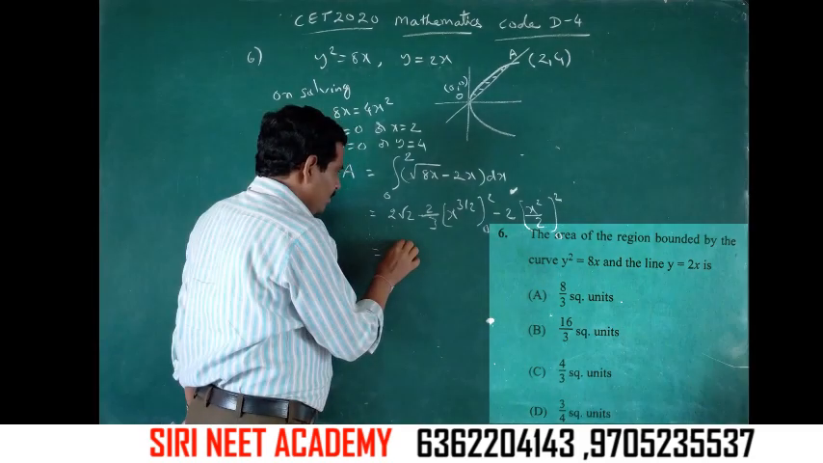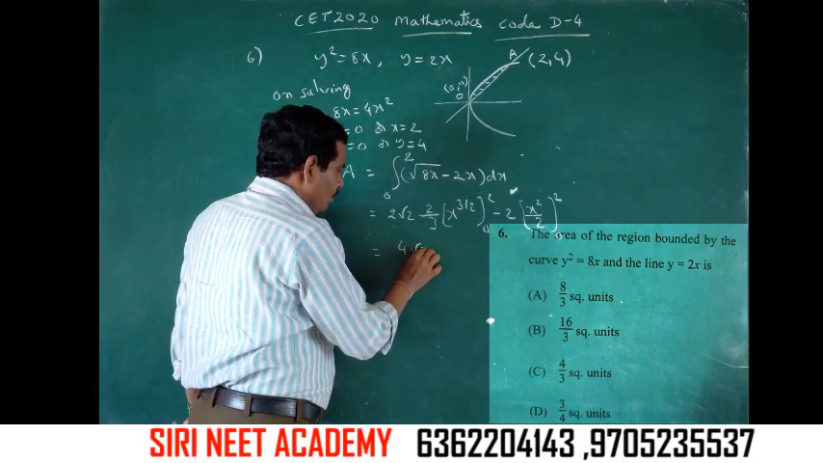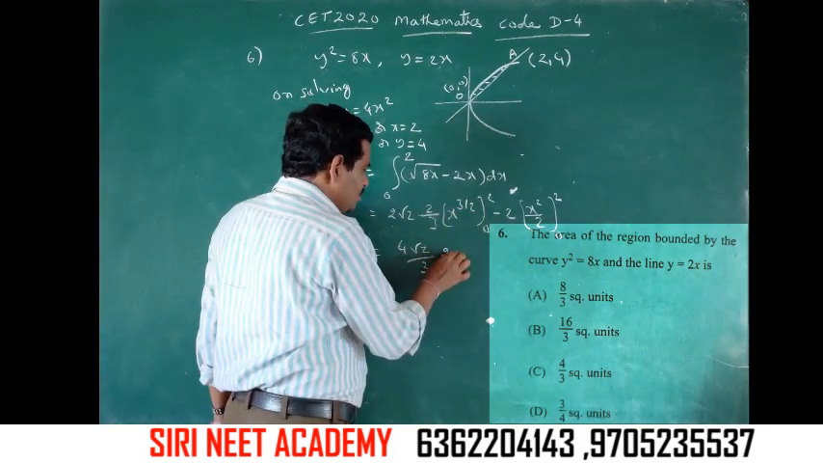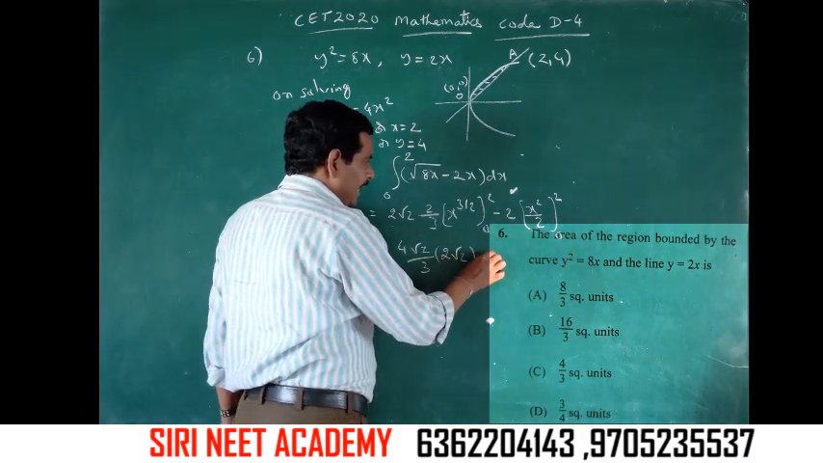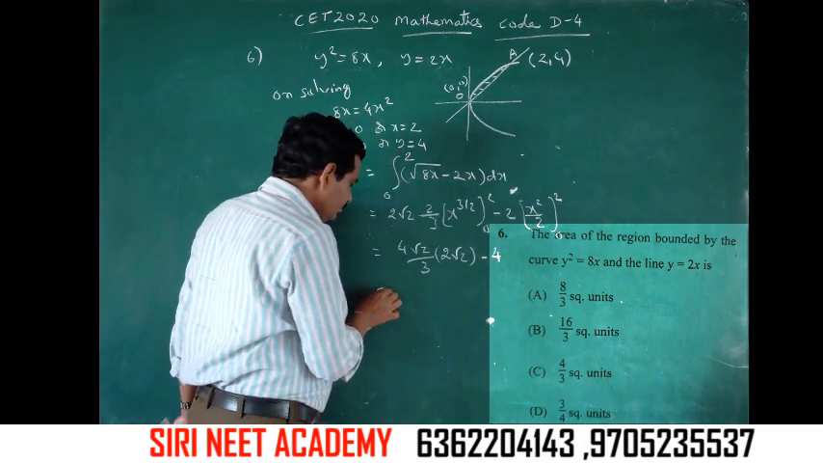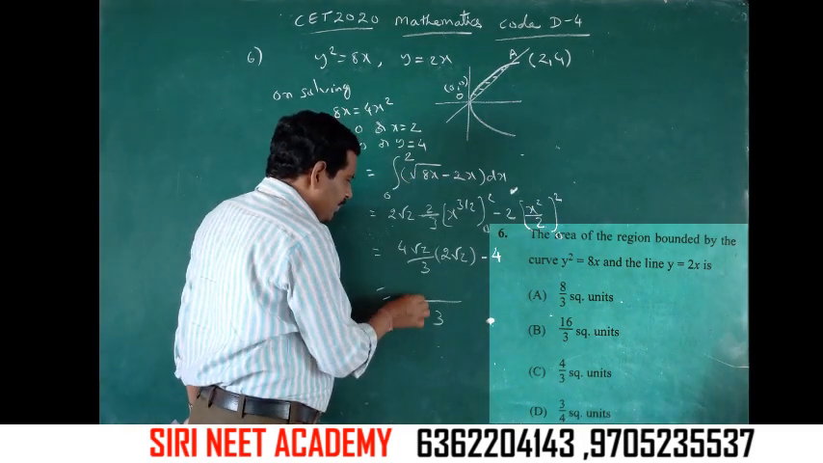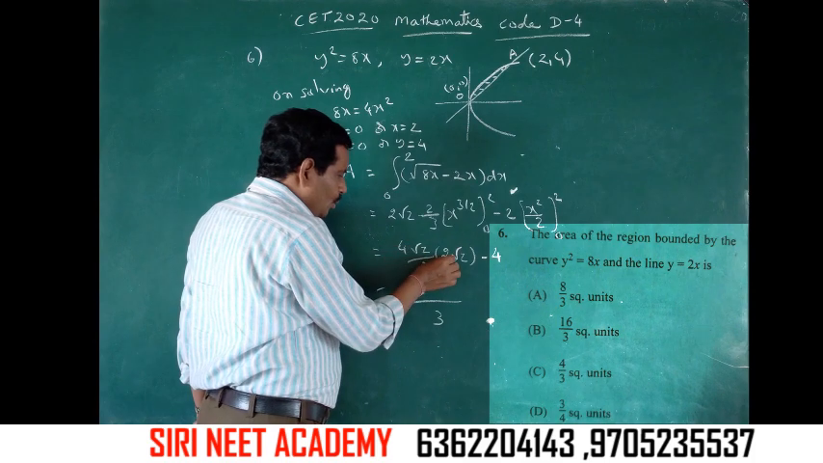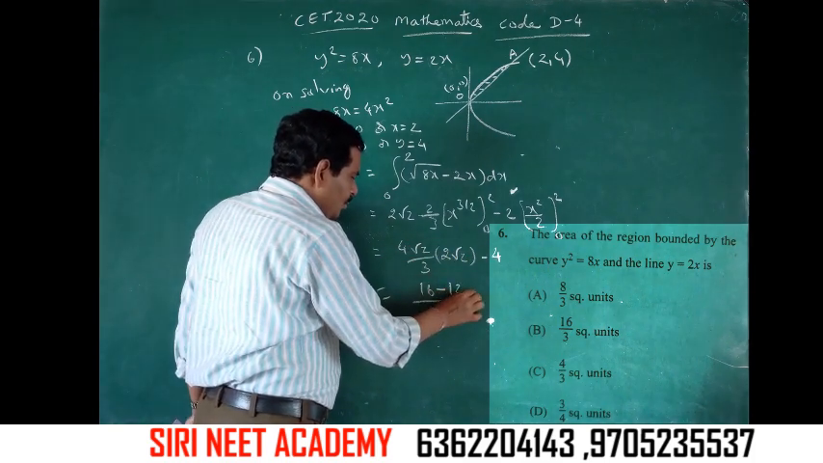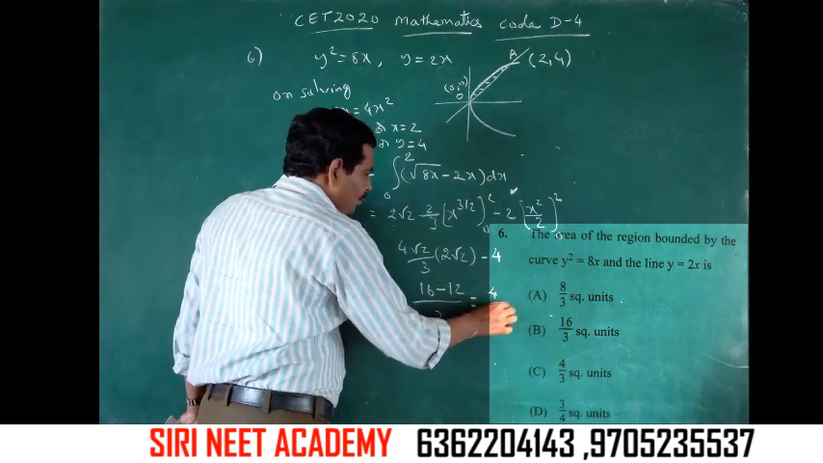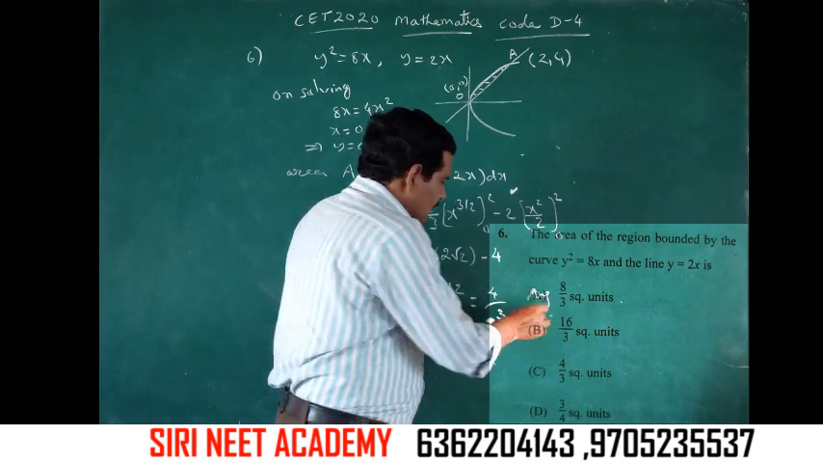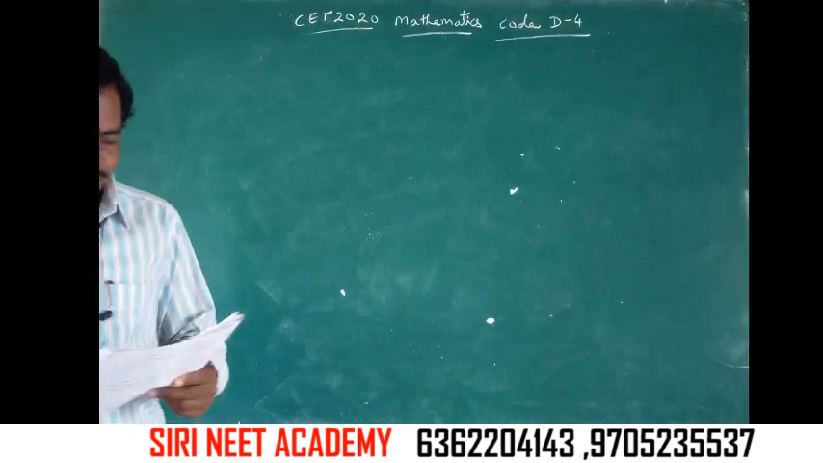So this is equal to 2 into 2, 4 root 2 by 3 into 2 power 3 by 2, which means 2 root 2, minus, 2 gets cancelled, 2 into 2, 4. LCM is 3, 4 into 2, 8, into 2, 16, minus 3 into 4, 12, which results in 4 by 3. So the answer is the third option, C. Question number 7.